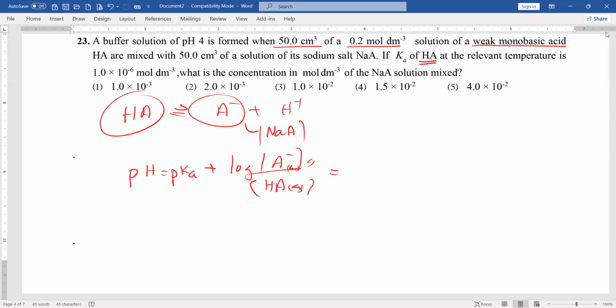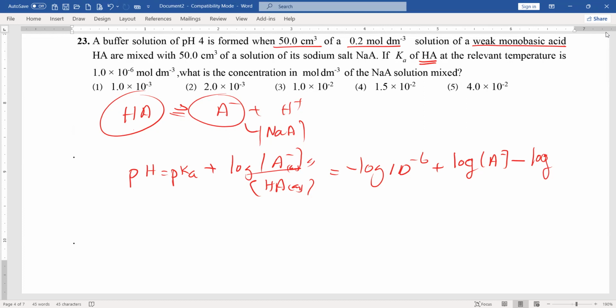Then pKa minus log 10 to the power minus 6, plus log A minus concentration. Because this is a division, I can write down minus log HA concentration. Here the HA concentration has to be calculated.